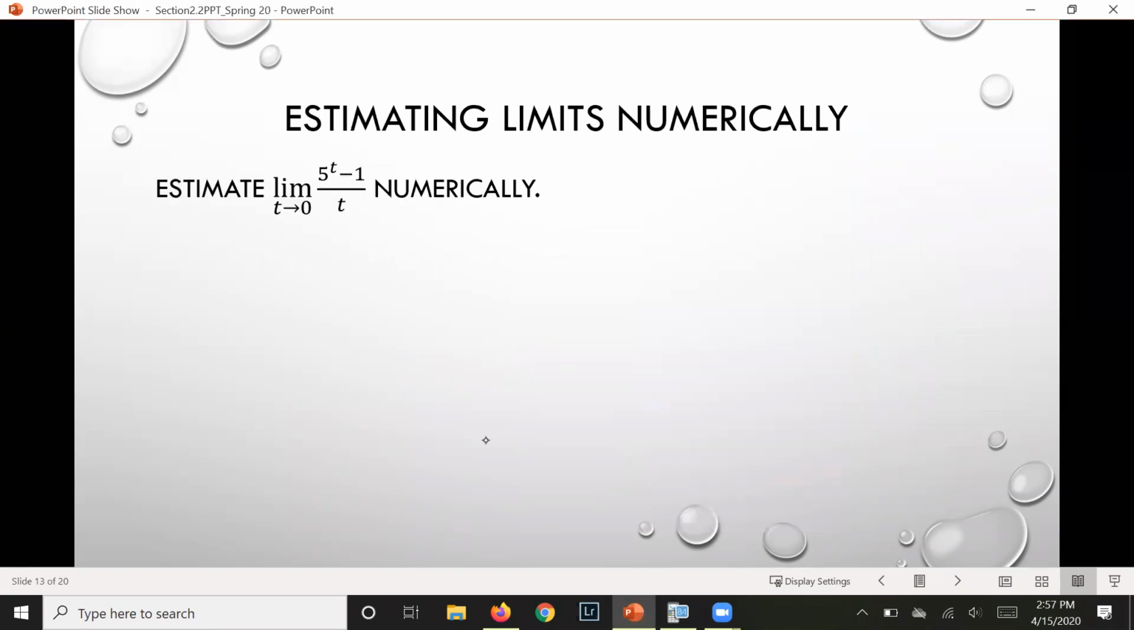Okay, the next thing I have on here is another estimating limits numerically example, where we're asked to estimate the limit as t goes to 0 of 5 to the t power minus 1 over t. This is one that you will do as part of your classwork assignment for section 2.2. It can be done very similarly to the one we just did, so you can work on that yourself and let me know if you have any questions.